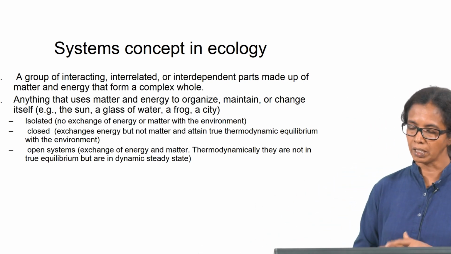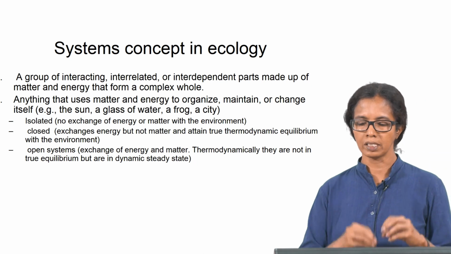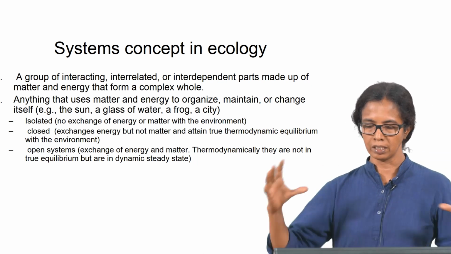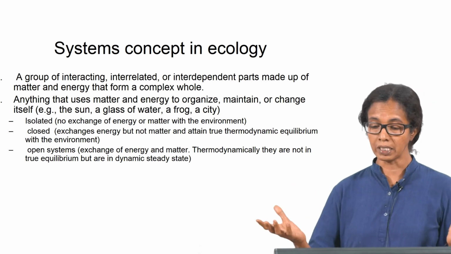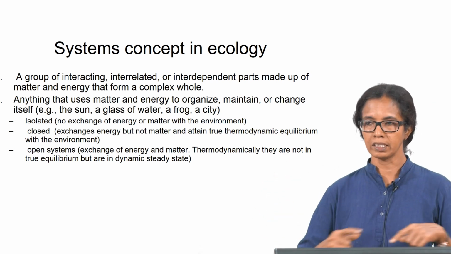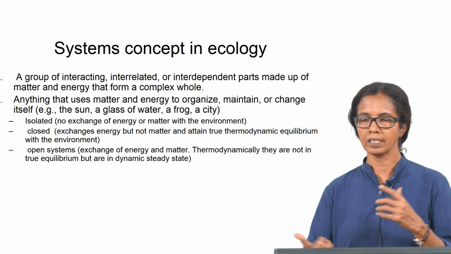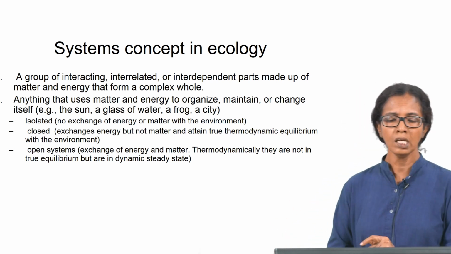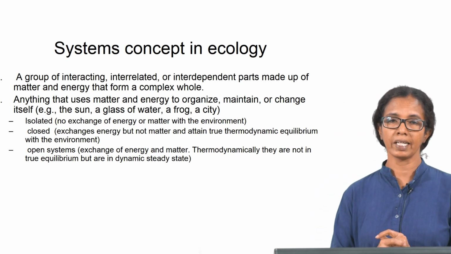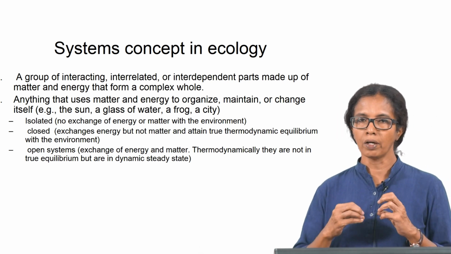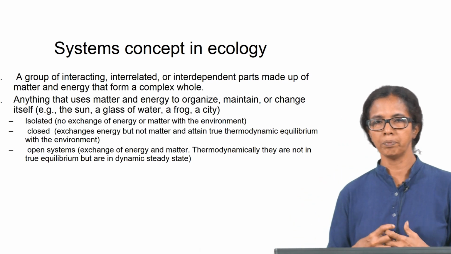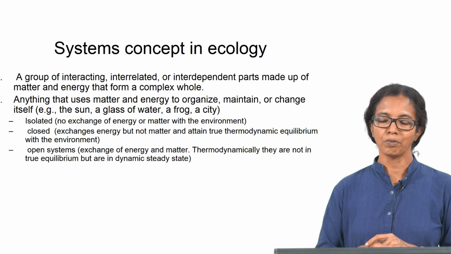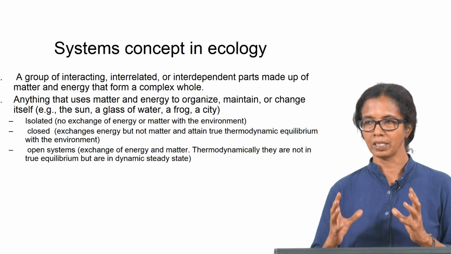Similarly, if you take ecosystems, it is not a single individual or an organism. It is actually, as I said, different organisms of different species coexisting and interacting with each other. These interactions are very important for the well-being and the health of the ecosystem. So, we can call it a group of interacting, interrelated or interdependent parts made up of matter and energy, in a broader sense, that form a complex whole. That is what an ecosystem is.